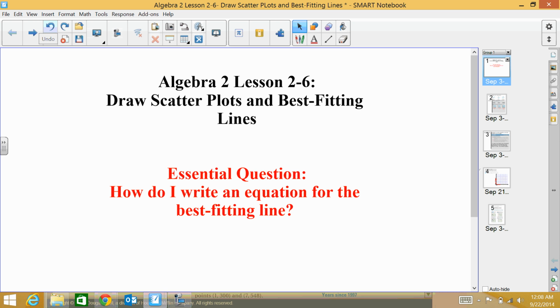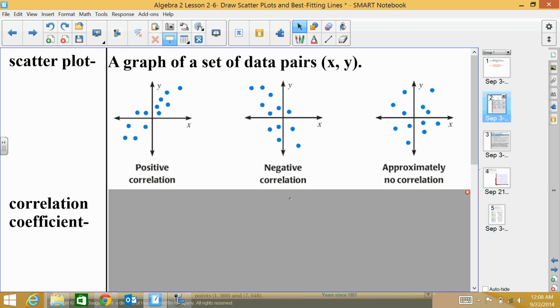Okay, for lesson 2.6, we're talking about drawing scatter plots and best fitting lines. So your essential question is, how do I write an equation for a best fitting line? So first let's talk about just scatter plots.